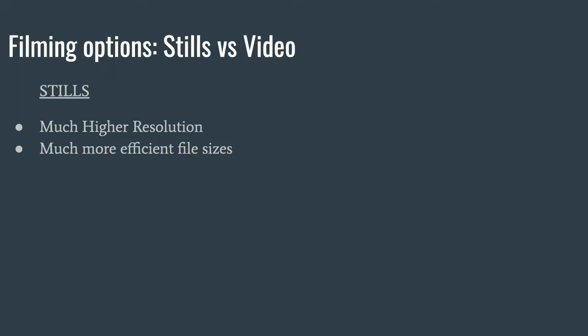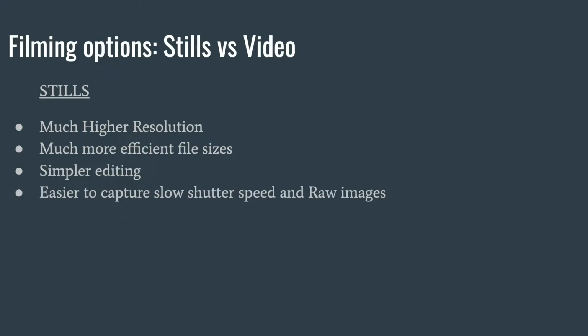So you can end up with very large file sizes for video, and you're going to have to sift through a lot of video. So of course that means editing stills is a lot easier just because you just put each still one after the other, and that's kind of all you really have to do. Whereas with editing video, you're going to have to go in and do a lot of editing. Now this is a little bit of an advanced option, but you have the option with stills to go with slower shutter speeds, and it's also easier to use raw image files.